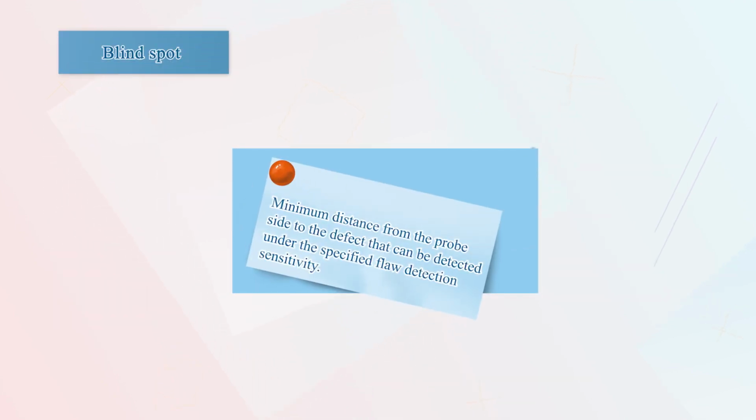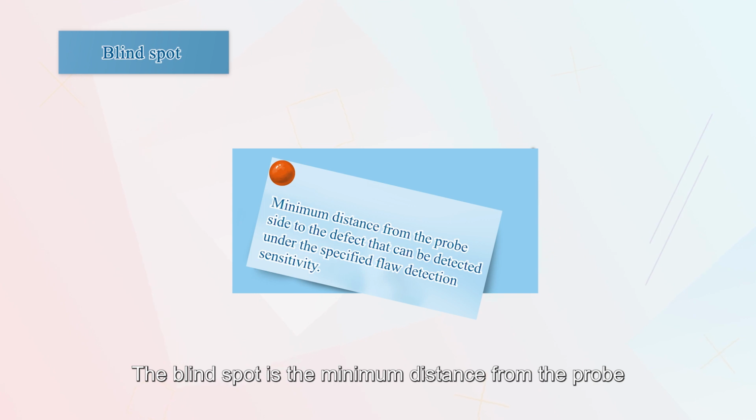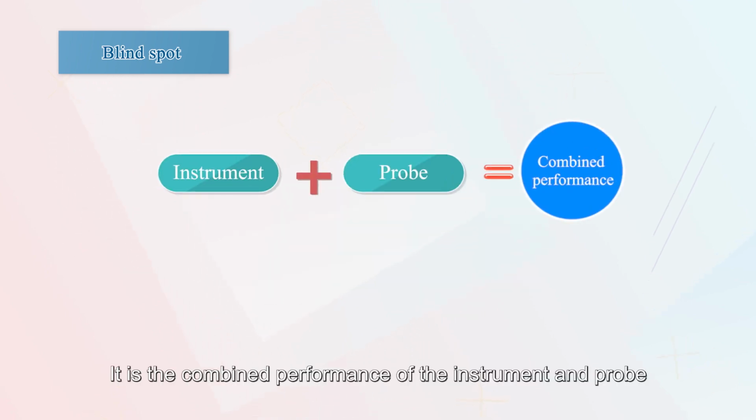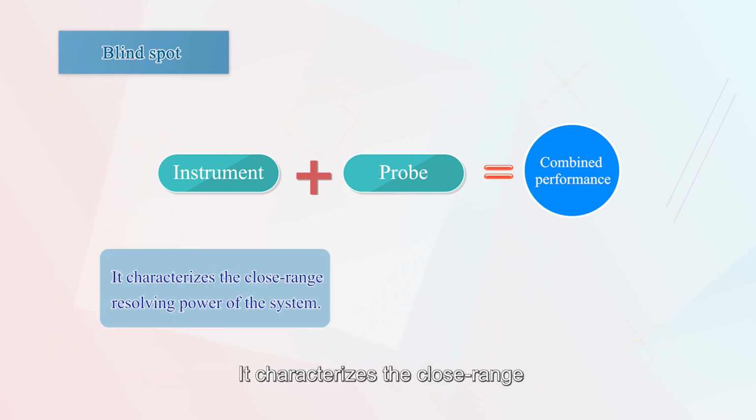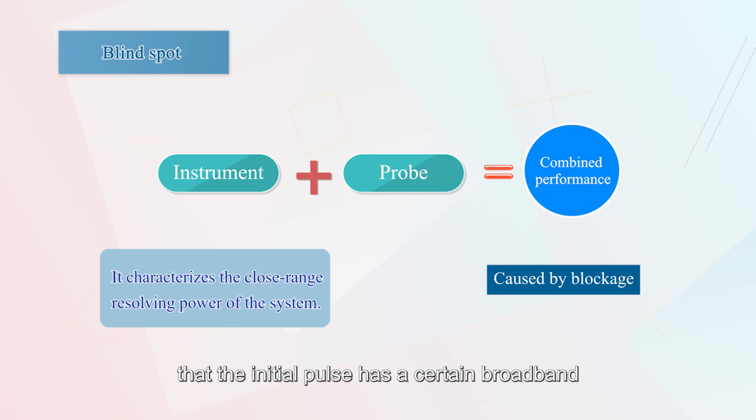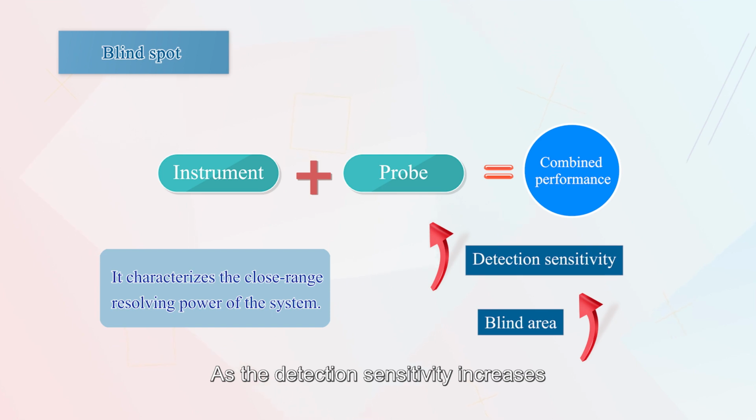Blind spot. The blind spot is the minimum distance from the probe surface to the defect that can be detected under the specified detection sensitivity. It is the combined performance of the instrument and the probe. It characterizes the close-range resolving power of the system. It is due to the fact that the initial pulse has a certain bandwidth and the blocking phenomenon of the amplifier. As the detection sensitivity increases, the blind area also increases.